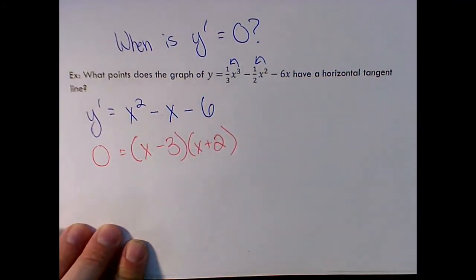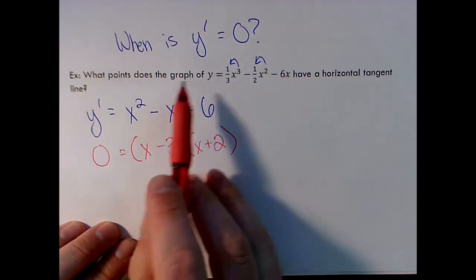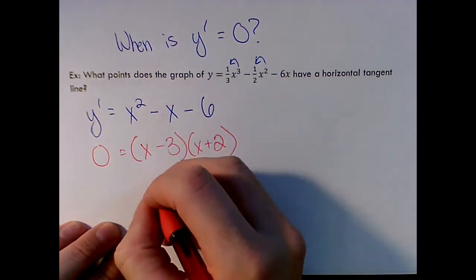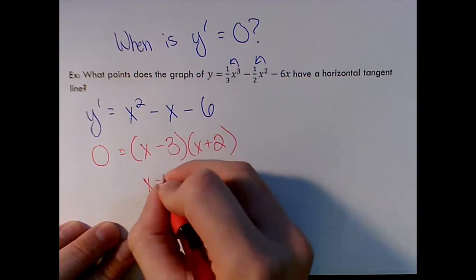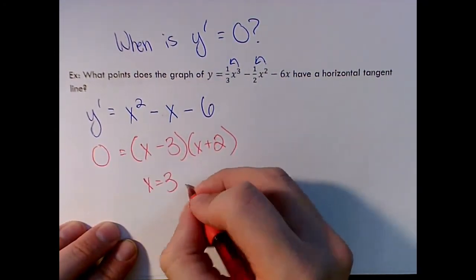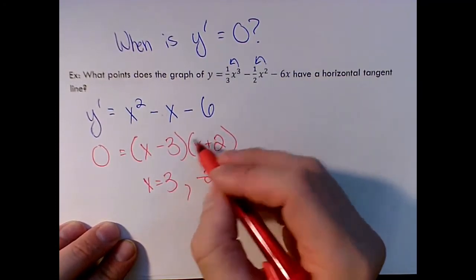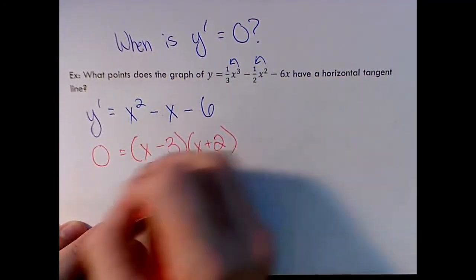Boom, boom. So what points does the graph of that guy have horizontal tangent lines? Well, it has horizontal tangent lines at x equals 3, because if I plug in 3, I get 0, and the whole thing equals 0. And at -2, because if I plug in -2, this guy becomes 0, and that turns that into 0, and I get 0. Boom.